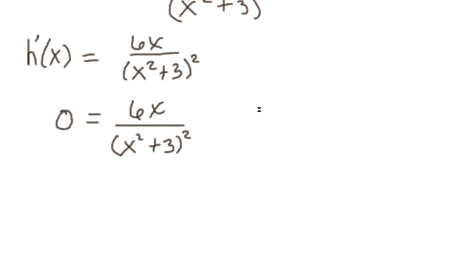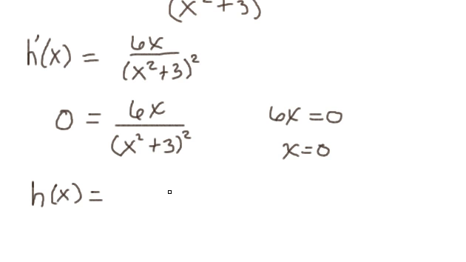Okay, so I'm going to take the numerator and set it equal to 0, and it looks like the only solution to this equation is when x is equal to 0. That's going to be the only solution, and down here in the denominator there's no way this could ever be 0. Alright, so then we're going to go back to the original h of x, which I might as well just go ahead and rewrite, x squared over x squared plus 3.